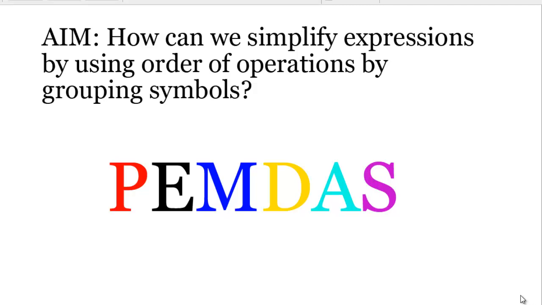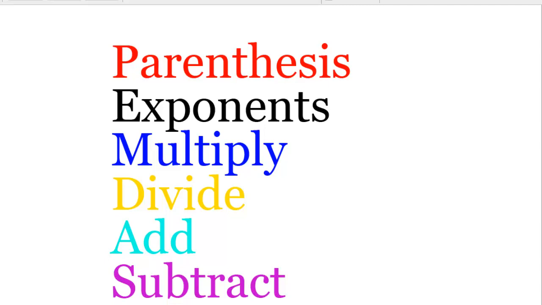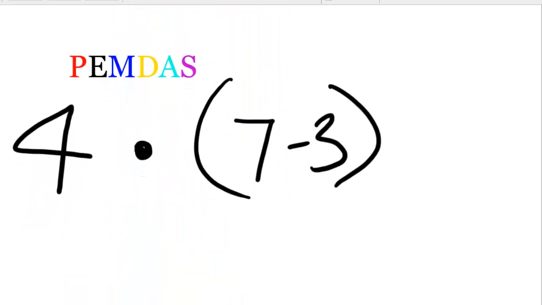Yesterday, we were introduced to the topic of PEMDAS. Today, how can we simplify expressions by using order of operations by grouping symbols? So we know that when we're looking at PEMDAS, it means parentheses, exponents, multiply, divide, add, subtract. Another way you can remember it is please excuse my dear Aunt Sally, because this is the method we're going to use as we approach expressions.